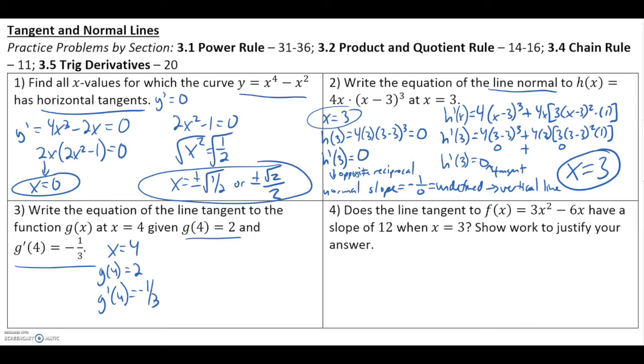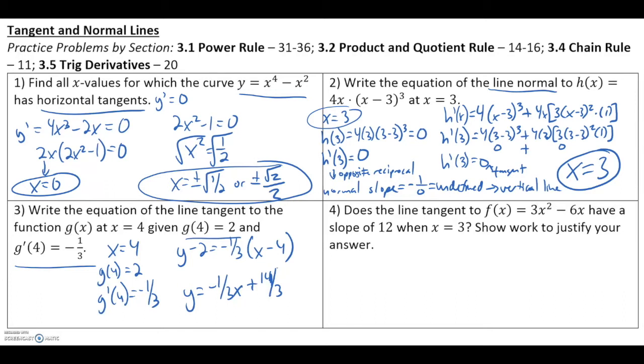We actually already have everything we need to write the equation of this line if we just know how to read the given information, which means we can already drop everything right into our point slope form. y minus 2 equals negative 1/3 (x minus 4). Or if you're someone that prefers slope intercept, and we should be good with both, we'll get negative 1/3 x plus 14/3.